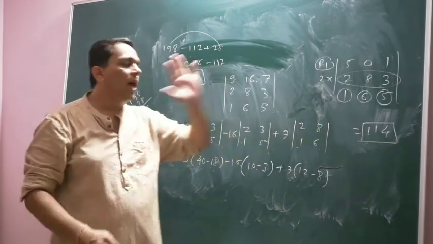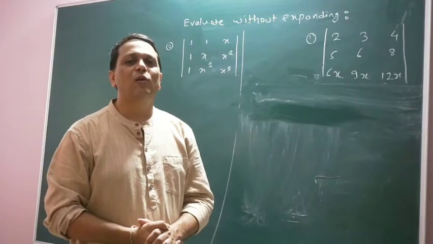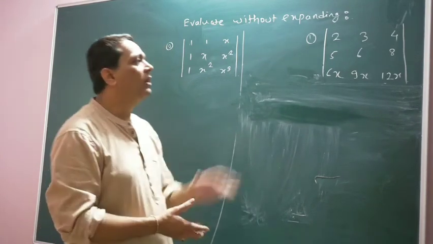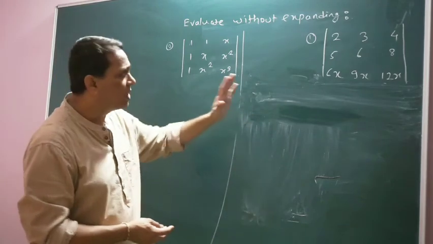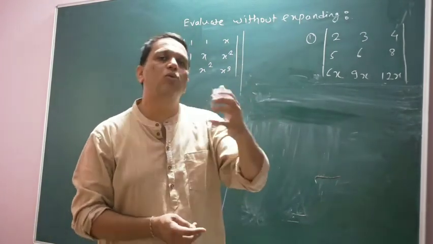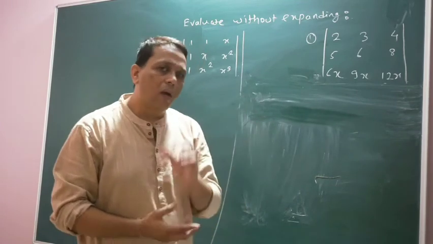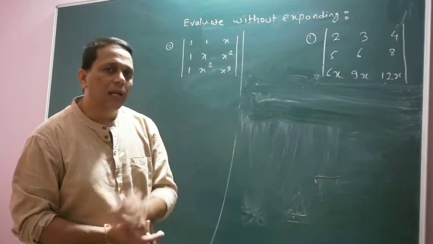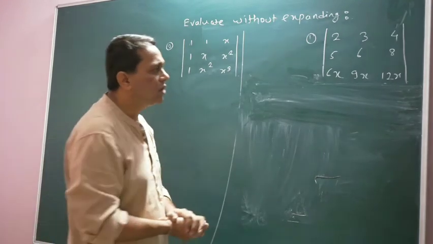So this was our last property. So friends, after looking at the different properties of the determinants, we will be able to solve these kind of examples. These examples are to evaluate without expanding. We have to use the properties to solve them. And we are going to solve examples of State Board and NCERT as well. Let's start with simple examples first.